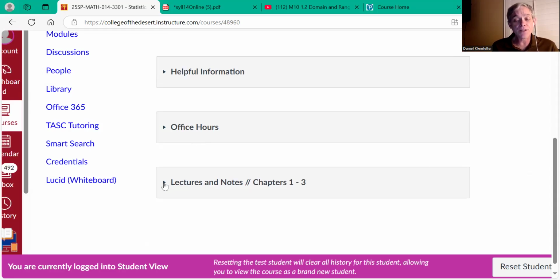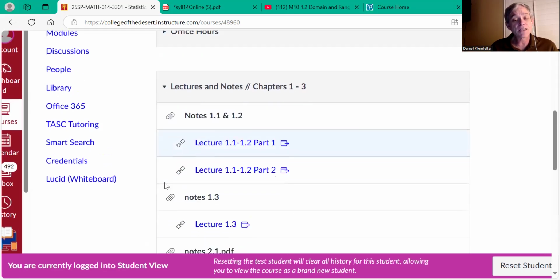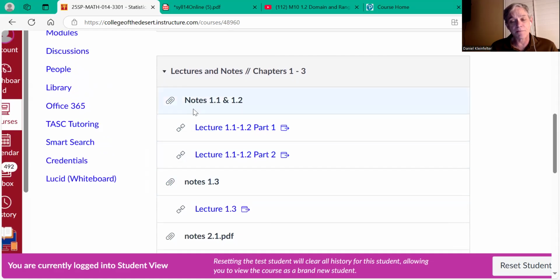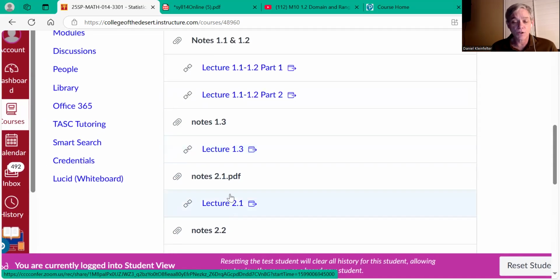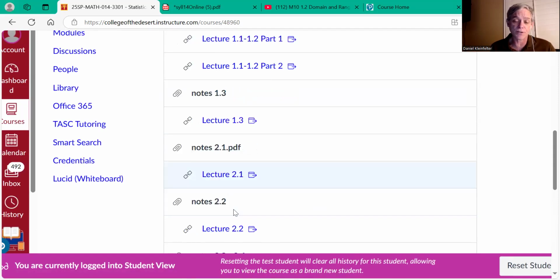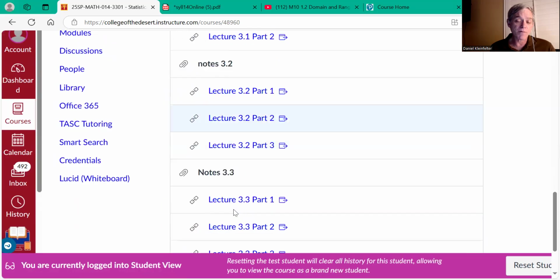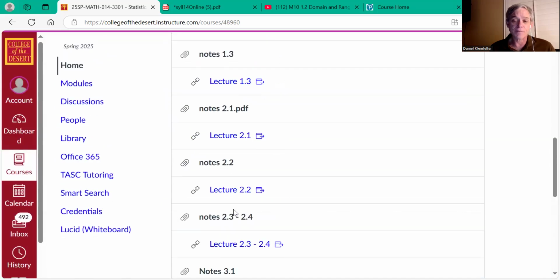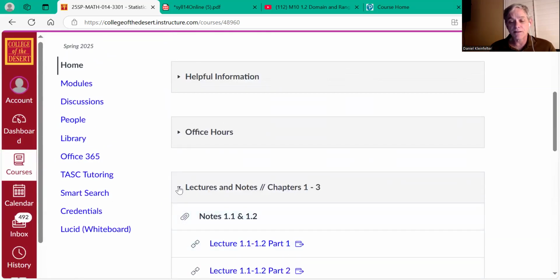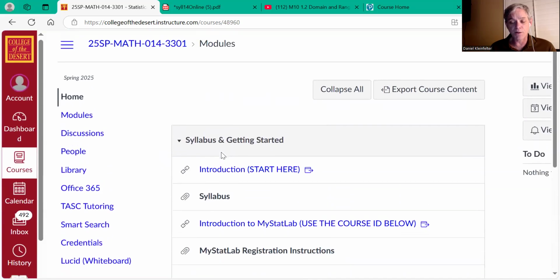Okay, beyond that, lectures and notes so far, chapters 1 through 3 are available. And you'll see how this is structured when we open that block. There's a PDF of lecture notes for sections 1.1 and 1.2, and then lecture videos that follow. Then notes for section 1.3, lecture follows, notes for 2.1, lecture that follows. In general, the notes will come first and then the lectures come after. And everything up through the end of chapter 3 is currently available. Okay, so that's the big picture.